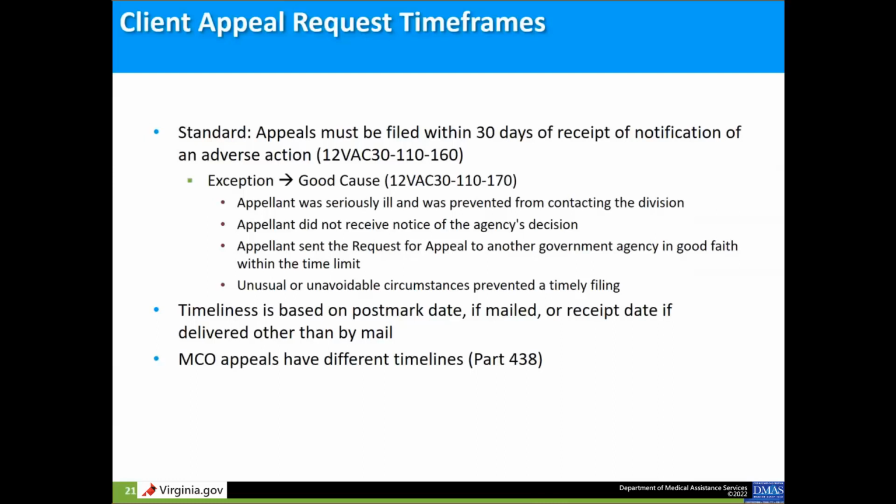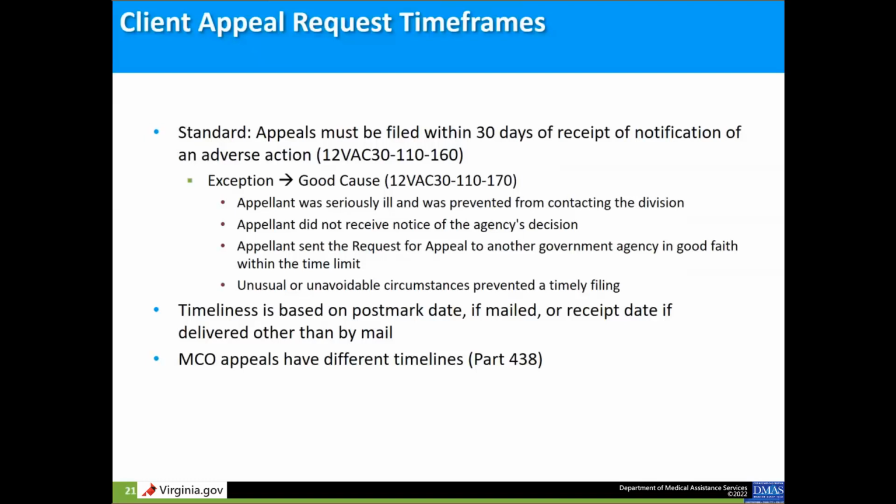Specifically, the Appeals Division will accept an untimely appeal if the appellant was unable to file an appeal because of serious illness, if the appellant did not receive the adverse notice in the first place, if the appellant sent the appeal to another government office, such as the Virginia Department of Social Services Office of Appeals and Fair Hearings, or if they cite any other unusual or unavoidable circumstances that may have prevented filing of a timely appeal. Appeals Division staff will review these requests on a case-by-case basis.